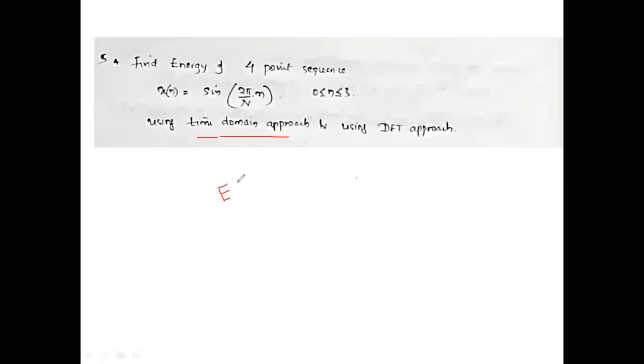Suppose I have sequence 1, 2, 3. What is the energy of sequence 1, 2, 3? Does anybody know? I'm just checking. What is the formula to find the energy? How to find the energy?